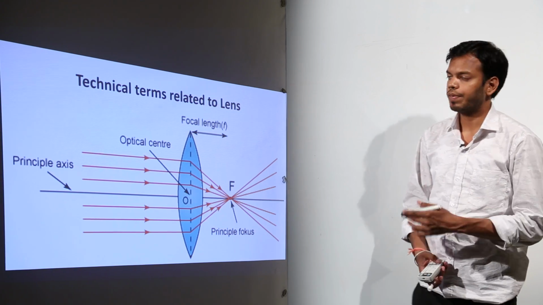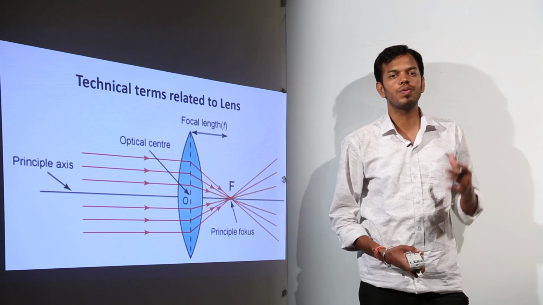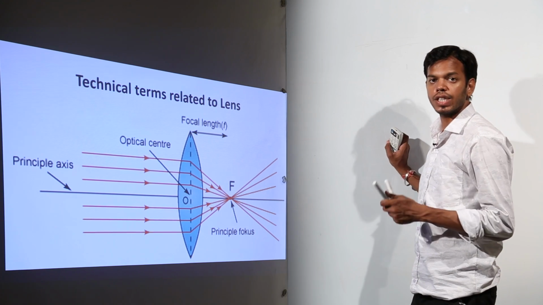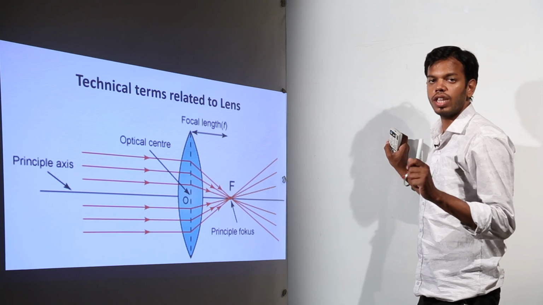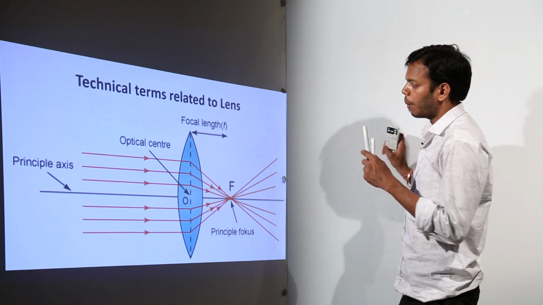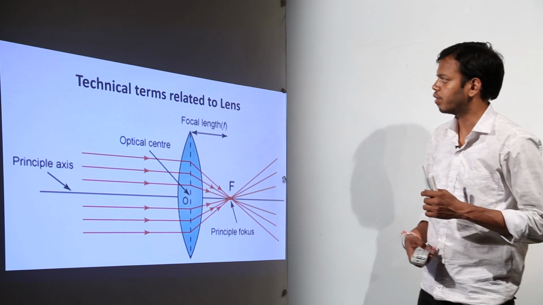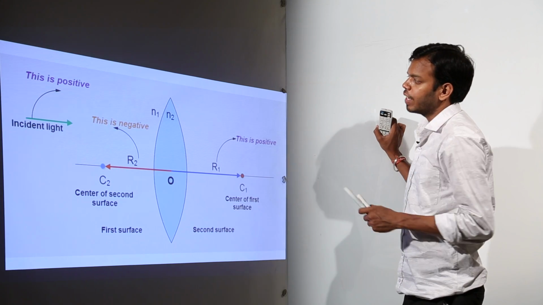Now let's start with some technical terms related to lens which you already know by now. The principal axis is the line passing through both the centers of curvature. The optical center is the center of the lens, and the focal length is half of the radius of curvature. This diagram will give you more clarity.